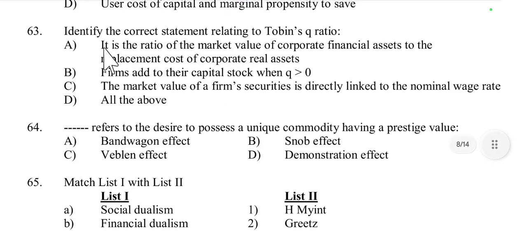Then question number 63, identify the correct statement relating to Tobin's Q ratio. Tobin's Q ratio is the ratio of the market value of corporate financial asset to the replacement cost of corporate real asset. Yes, this is the definition of Tobin's Q ratio. Firms add to their capital stock when Q greater than 0. No. The market value of a firm's security is directly linked to the nominal wage. No, this is incorrect. So option A is correct here.